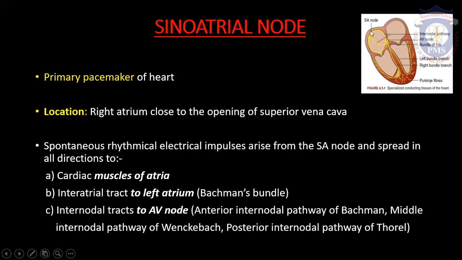So I repeat, the SA node is considered to be the primary pacemaker of the heart, because normally the cardiac impulses are initiated from here. It is located in the right atrium near the opening of the superior vena cava. The impulse that is generated in the SA node reaches the right atrium, the left atrium through Bachmann's bundle, and finally the AV node via three internodal pathways, which are called the anterior or Bachmann's bundle, the middle or Wenckebach's bundle, and the posterior or pathway of Thorel. So that is all about the SA node.